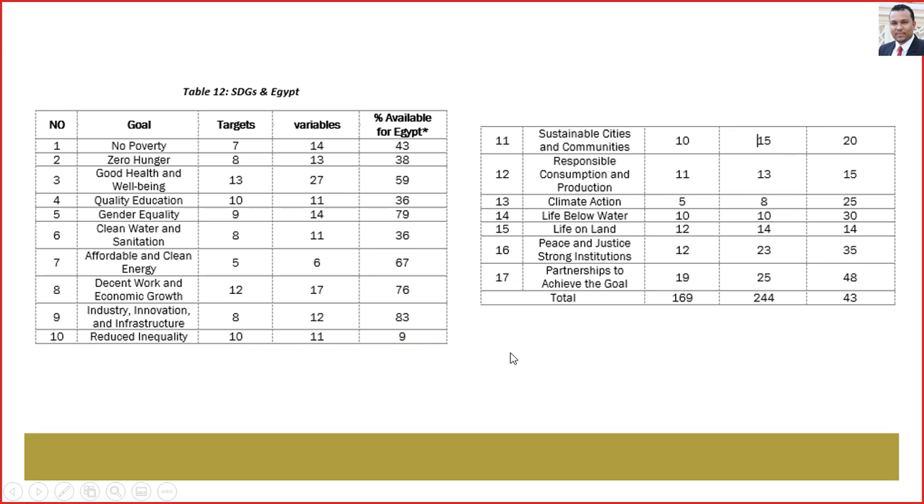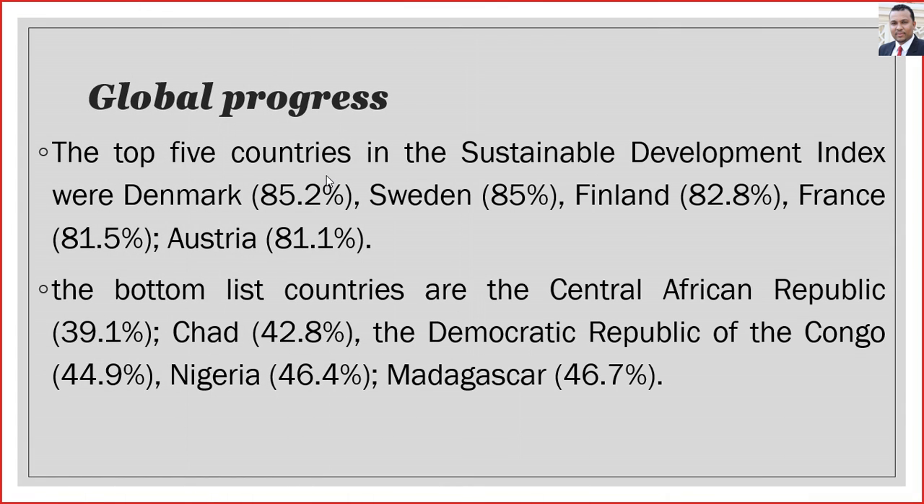This table explains the goal, targets, variables, and the availability of data. The maximum targets are in Sustainable Development Goal number 17, partnership. Maximum targets are related to the partnerships. What about the maximum variables? The maximum variables are in case of health, Sustainable Development Goal number 3, with 27 variables.